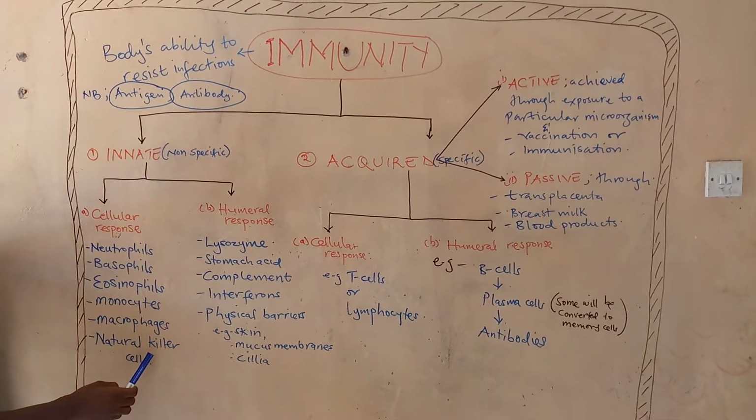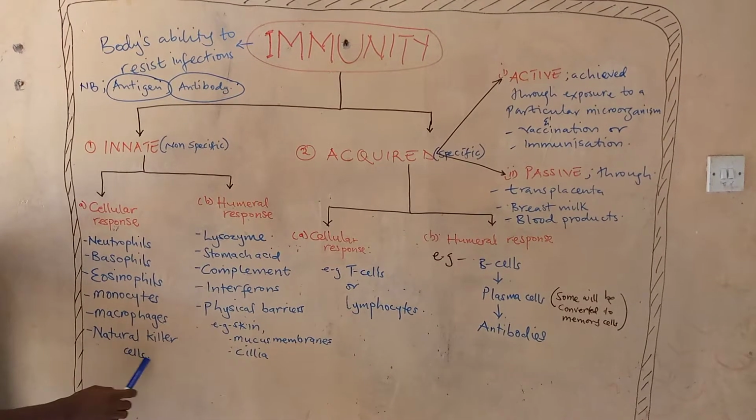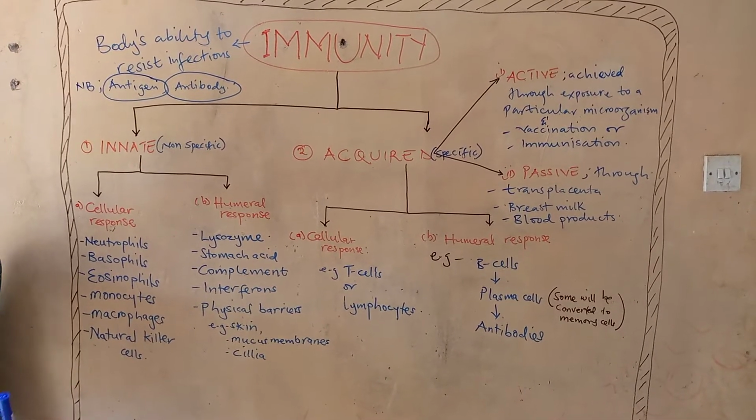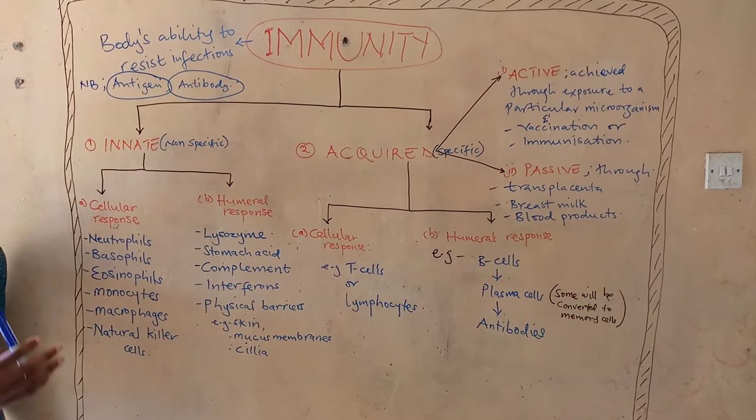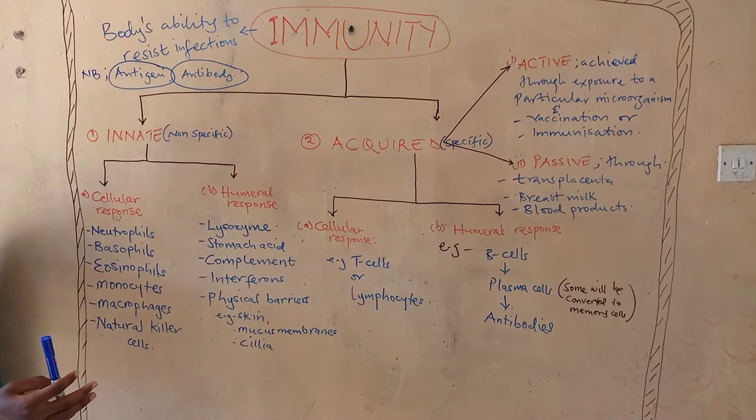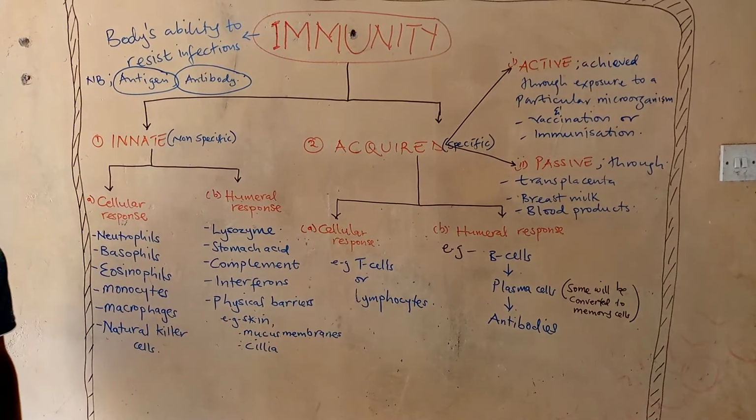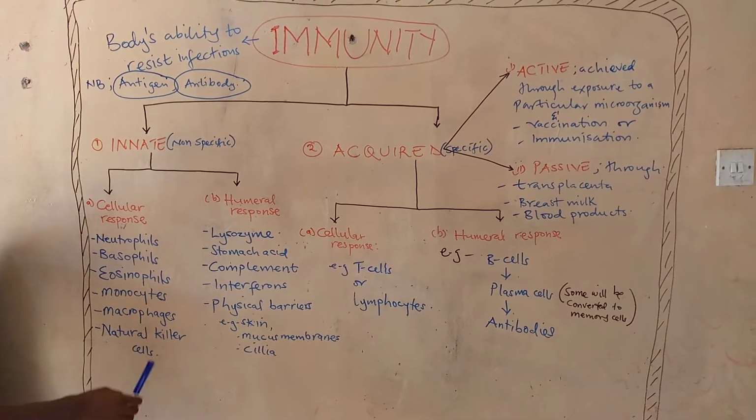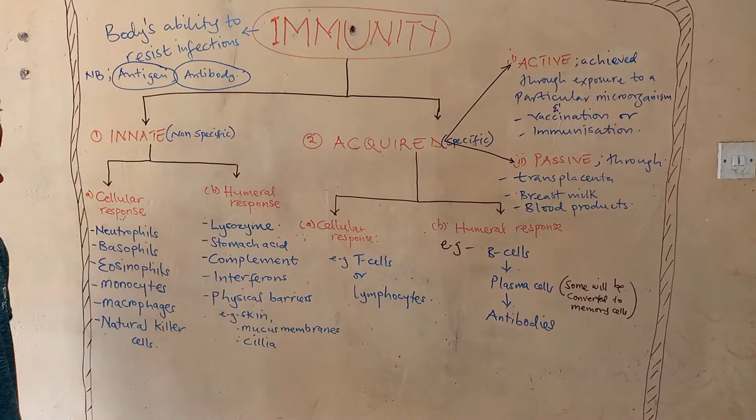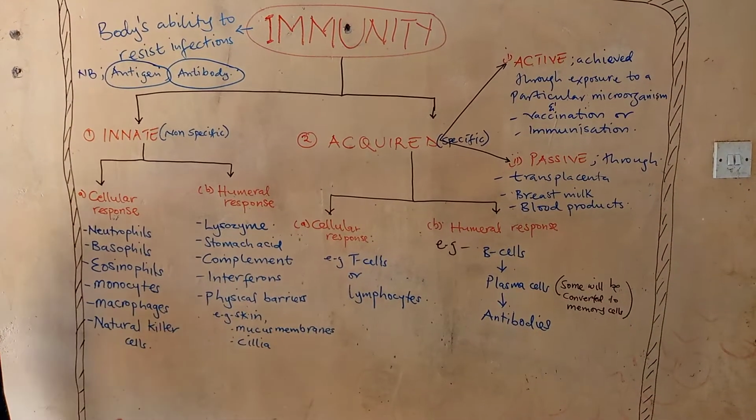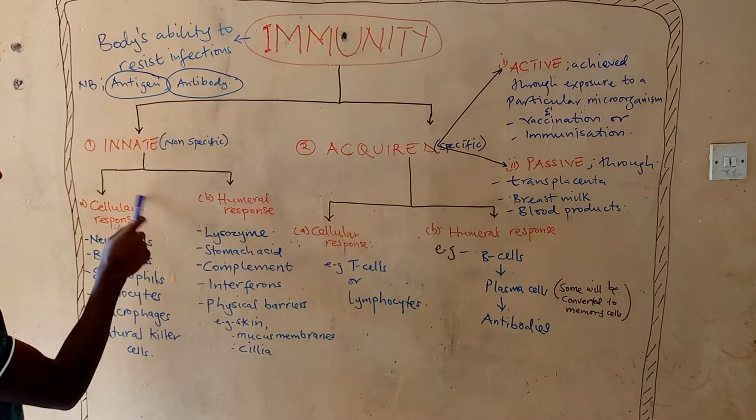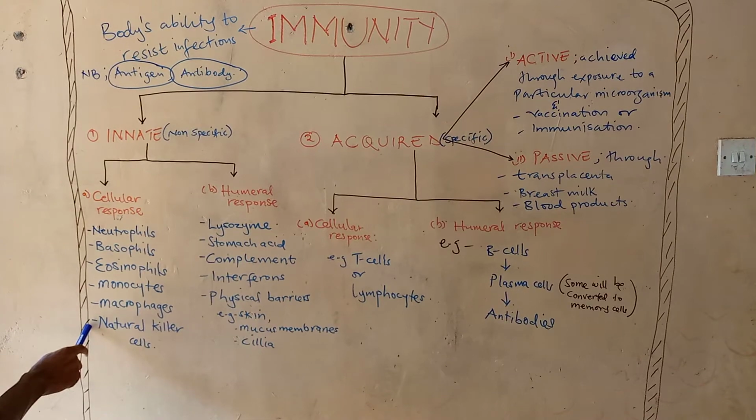Then we have also natural killer cells. Just like the name, they carry out destruction of all bacteria, viruses, protozoa, all kinds of foreign particles that enter into our body. So for them, they are natural. They do kill. They can also act on the cancer cells, the cancerous cells. They can kill them naturally, just like the name says. So here we have cells getting involved.